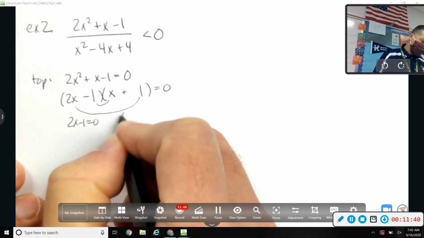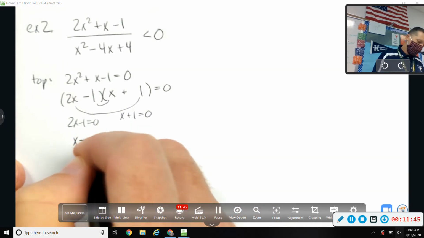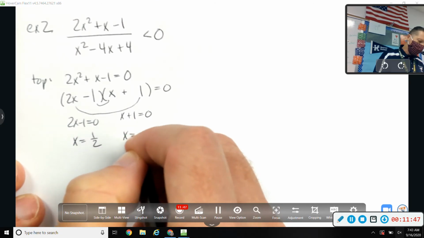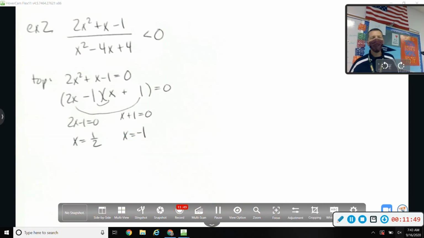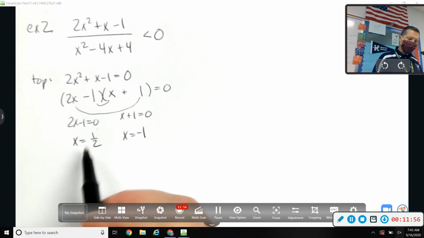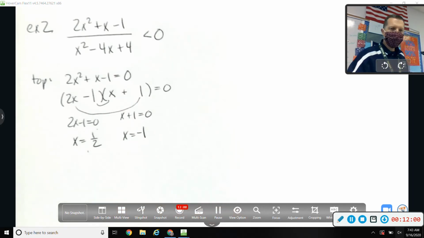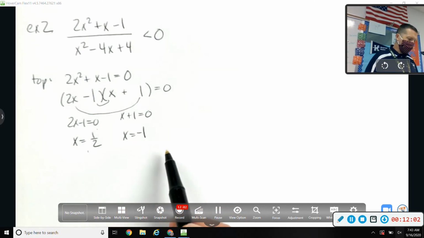So the step that people usually don't show, set the factors equal to 0. Usually students jump straight to answers, which is fine if you're comfortable with that. 2x minus 1 equals 0. That means x equals 1/2. If x plus 1 equals 0, x equals negative 1. So those will go on my number line.